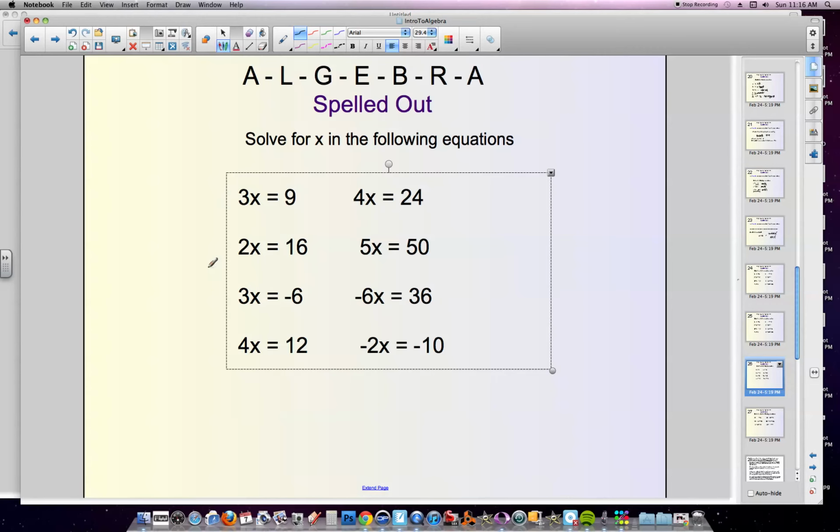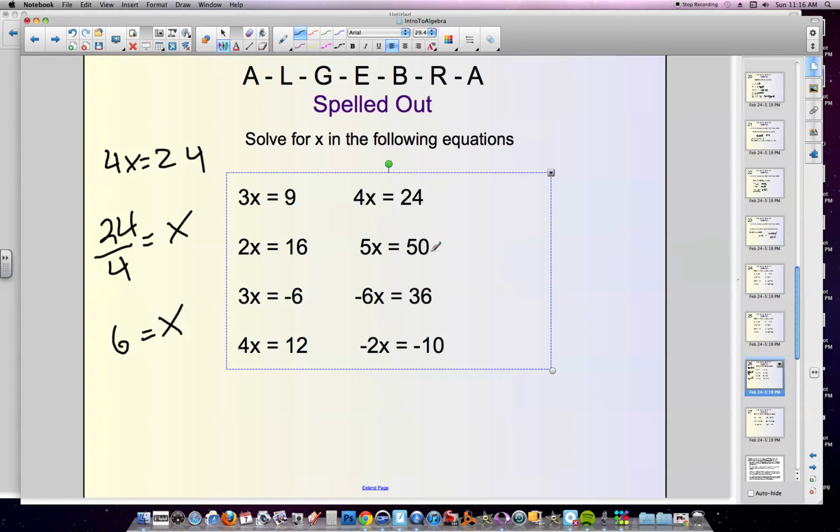Now, the same thing applies for multiplication, right? I've got 3x equals 9. Actually, let's move over here. 4x equals 24. Well, 24 is the product of 4 x's. So if I break 24 up into 4 categories, right? Inverse property of division. That's how many are going to be in x. And what is 24 divided by 4? That's going to be 6. That is x.